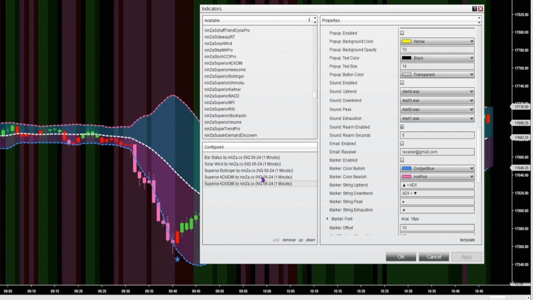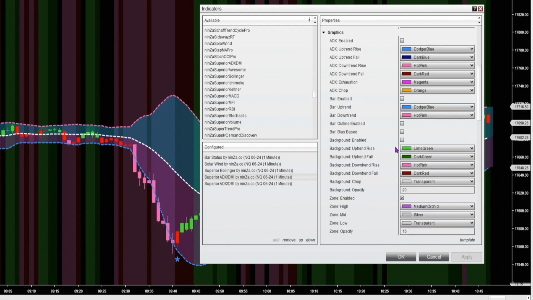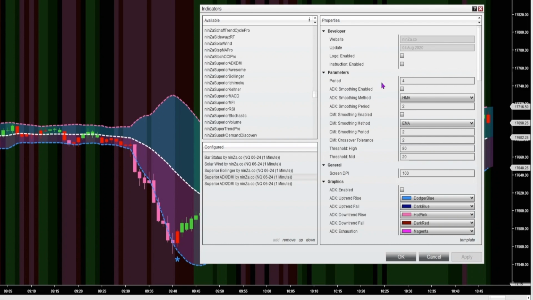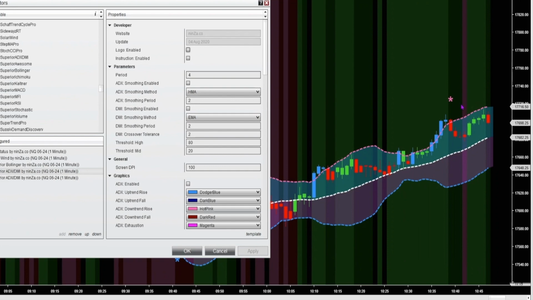And with this other instance of the superior ADX, I've got all of the markers disabled except for the exhaustion. And I've disabled the background and I've changed the period from a 3 to a 4. So that just means it's only catching the extra strong reversals. If this was still a 3, we'd have more of these ADX reversal signals appearing. But since I changed it to a higher period, we're only getting the extra strong reversals. See, this is this morning's price action. We got one at 940 and one at 1040.